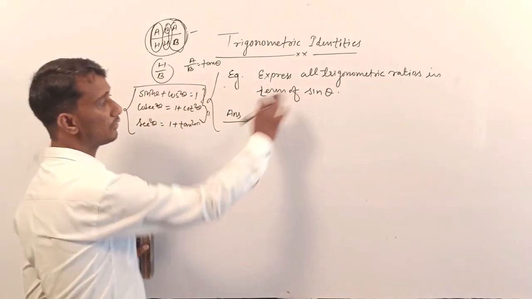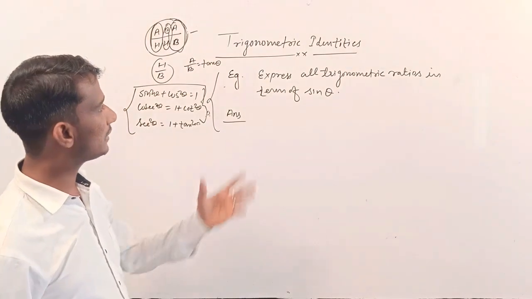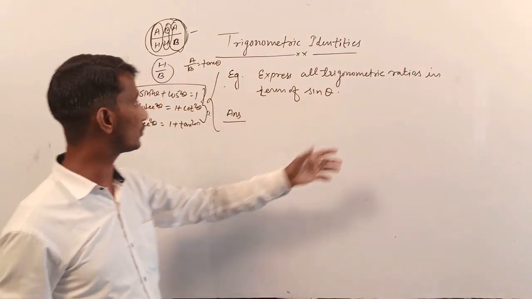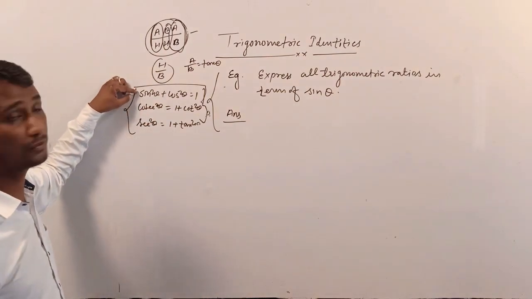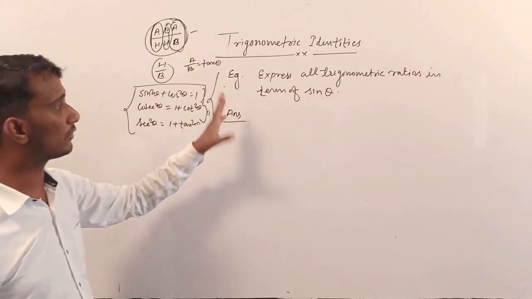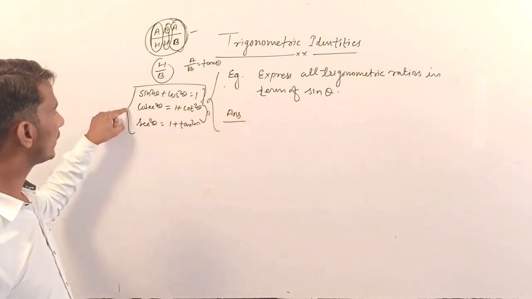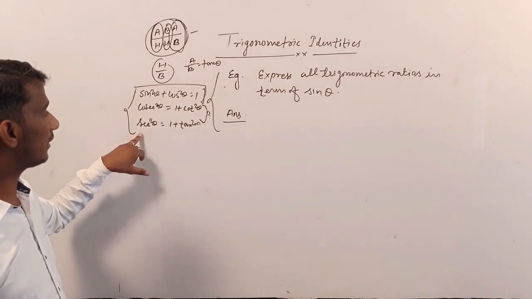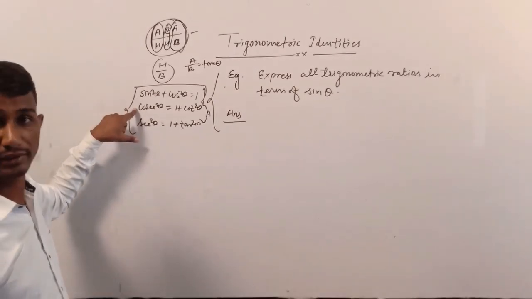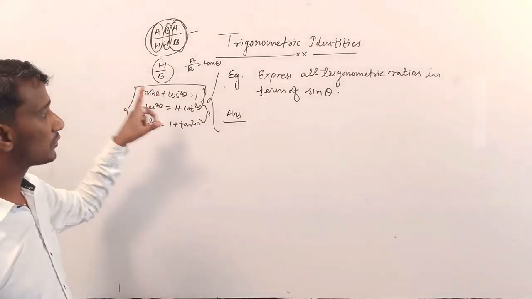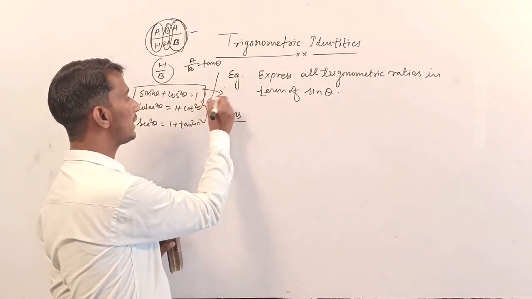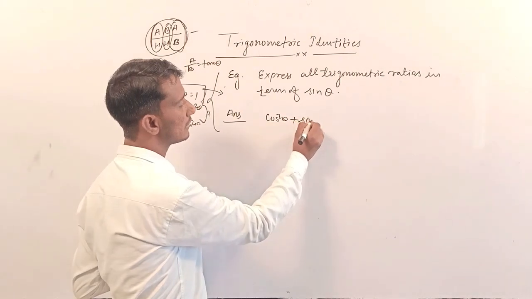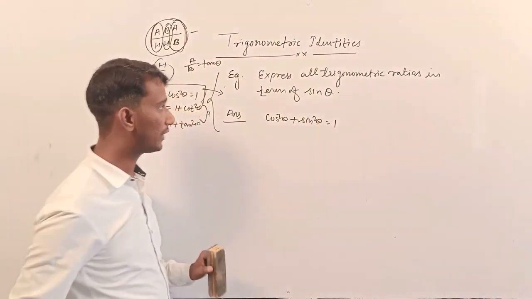For sine and cos, dear student, this is an easy trick for you. If you want to express all the trigonometric ratios in sine and cos, you start with this trigonometric identity. If you want to convert all the trigonometric ratios in tan and cot, you can use sec, this trigonometric identity, otherwise you can use this one. Okay. So now I am taking this trigonometric identity: cos square theta plus sin square theta is equal to 1.